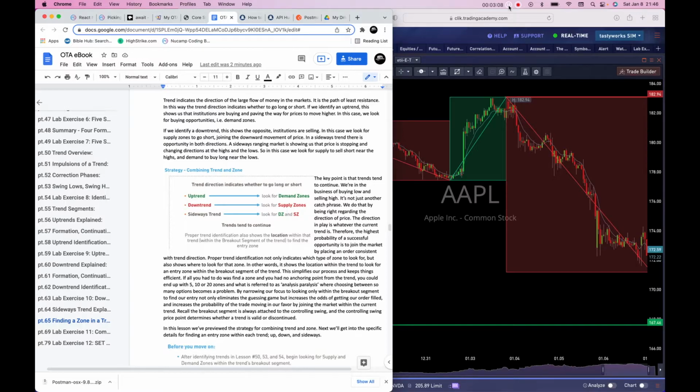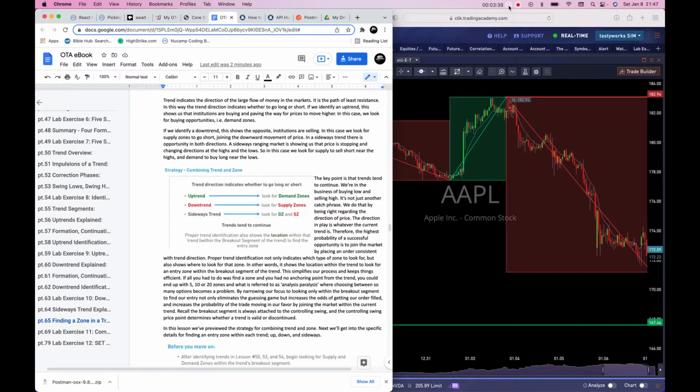The key point is that trends tend to continue. We are in the business of buying low and selling high. This is not just another catchphrase. We do that by being right regarding the direction of price, or in other words, regarding the trend. The direction in play is whatever the current trend is in. Therefore, the highest probability of a successful opportunity is to join the market by placing an order consistent with the trend direction.